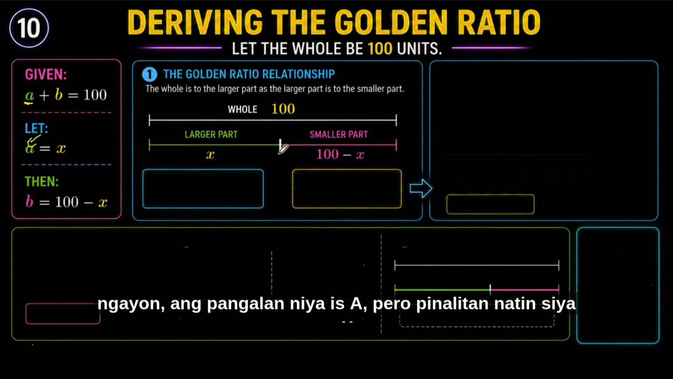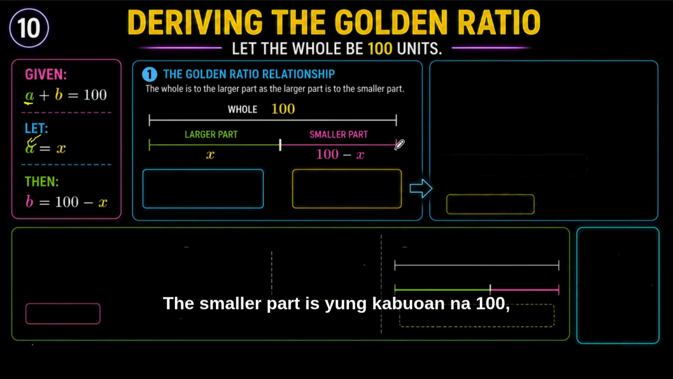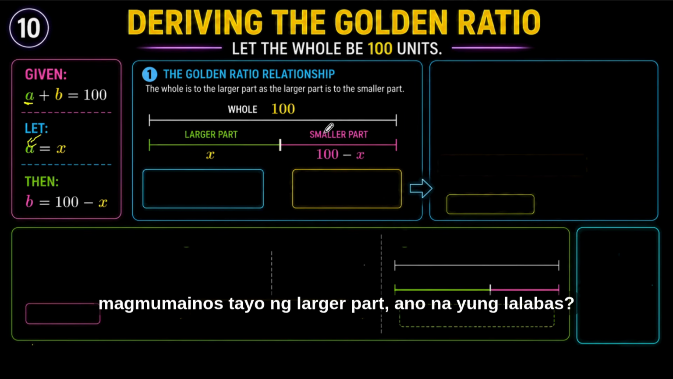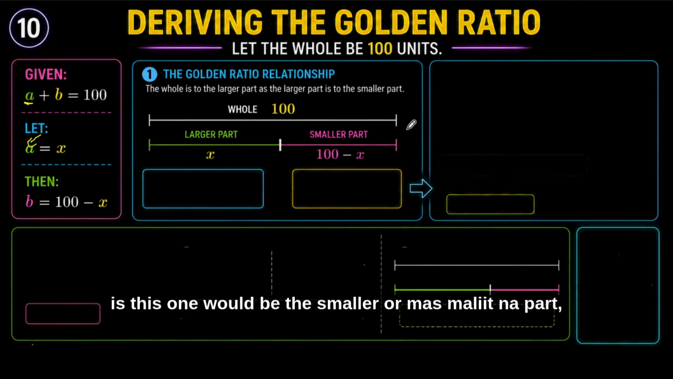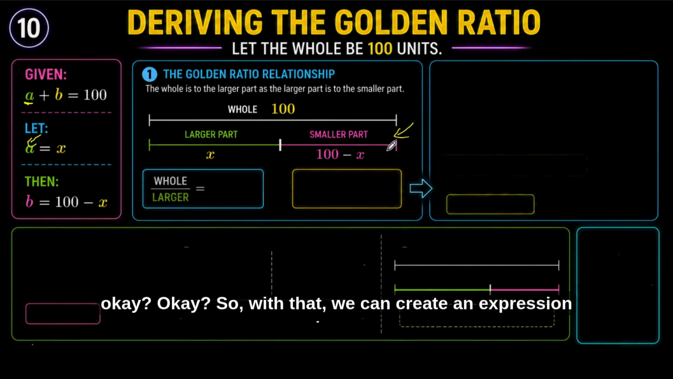Again, ngayon, dating ang pangalan niya is a, pero pinalitan natin siya ng x. The smaller part is yung kabuuan na 100, pag-minus tayo ng larger part, ano na yung lalabas? Siyempre, yung mas maliit na part, which is this one would be the smaller or mas maliit na part. Okay? So with that, we can create an expression here.